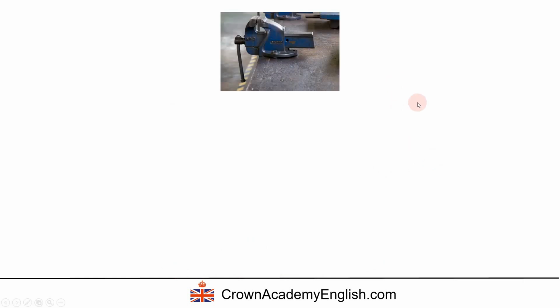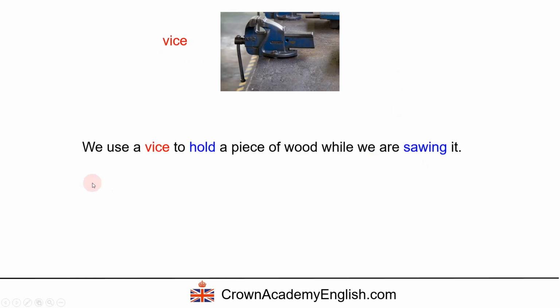This is called a vise. Vise. And we use a vise to hold a piece of wood while we are sawing it. Okay, so we open this part of the vise and we place the piece of wood inside the vise, and then we tighten it. And then the piece of wood doesn't move while we are sawing it. Okay, it keeps it still.